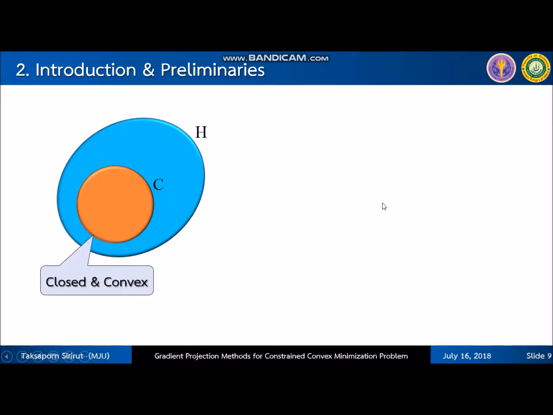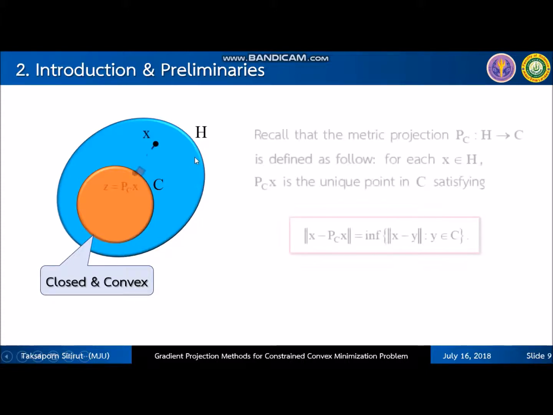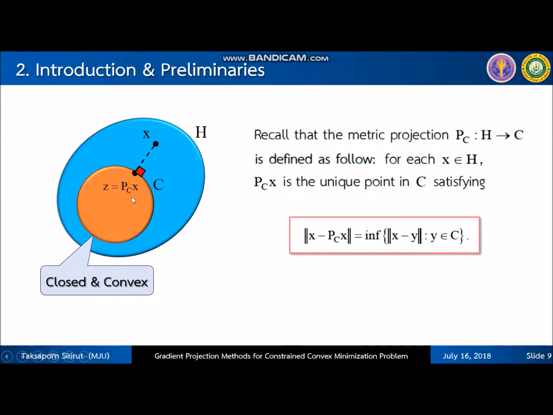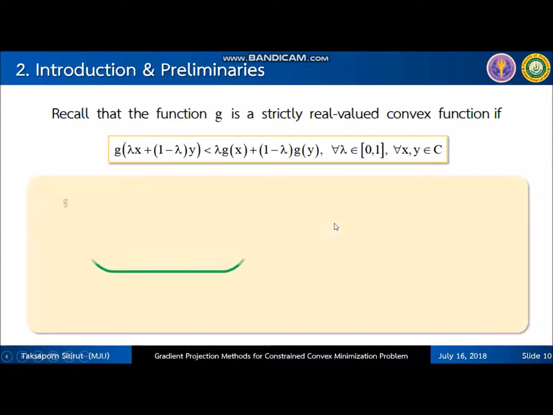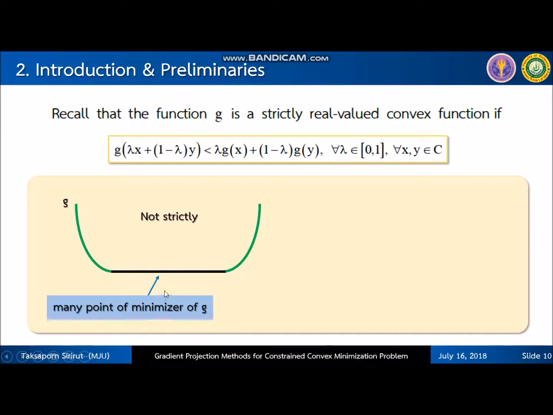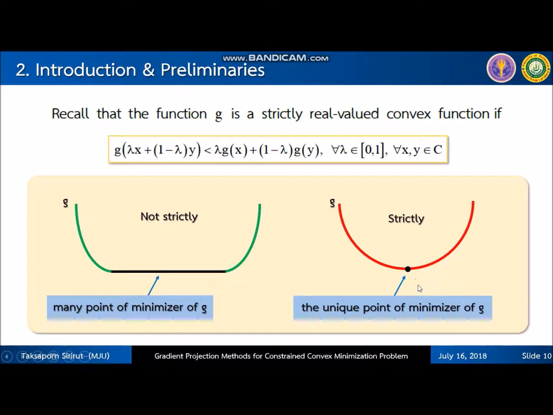Next, I will explain the projection from H onto C. Let C be a closed and convex subset of the Hilbert space H. Recall that z, the projection of x on C, is the unique point in C satisfying this inequality. And what is a strictly real-valued convex function? Let's see together. This function is not strict because it has many minimizer points of g. But this function is strict because it has a unique minimizer point of g.